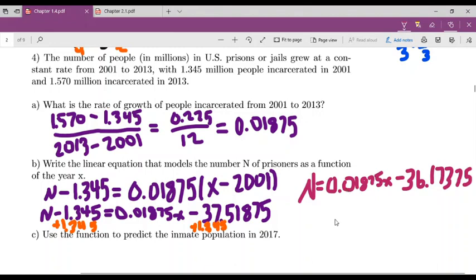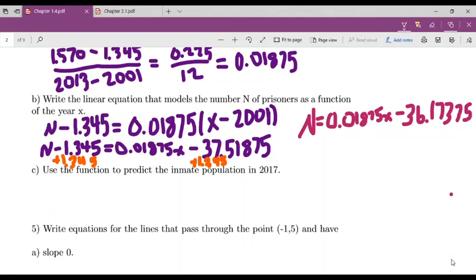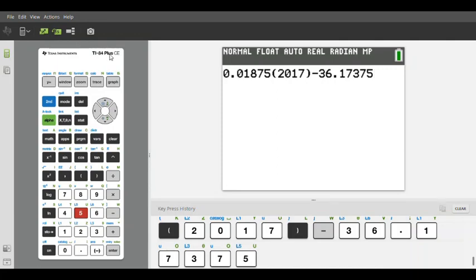Now in C, we're going to use the function to predict the inmate population in 2017. Now all you really have to do for that is plug 2017 in for x. But what I'm going to do is go over here on the TI calculator really quick, and I'm going to show you how exactly to type that in. So let's go.